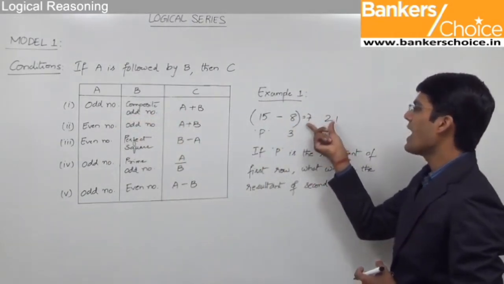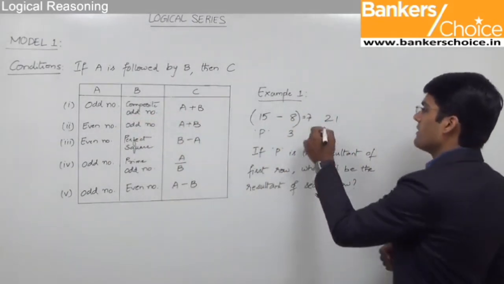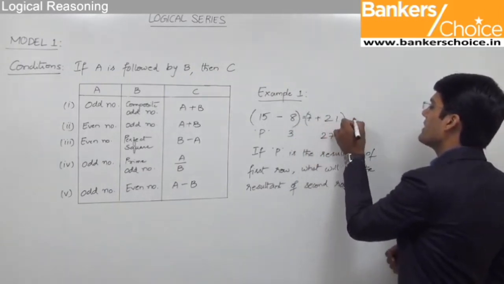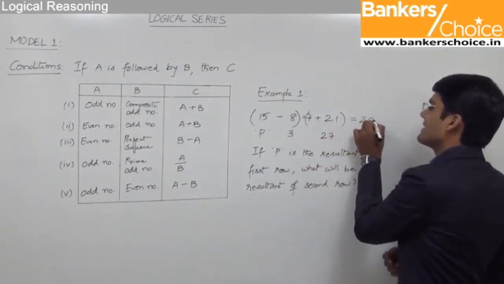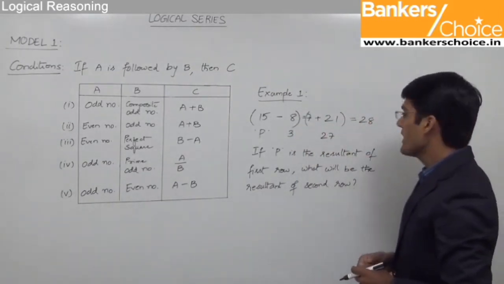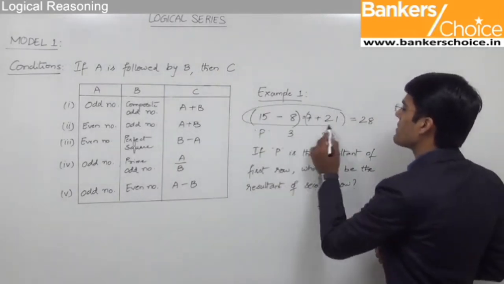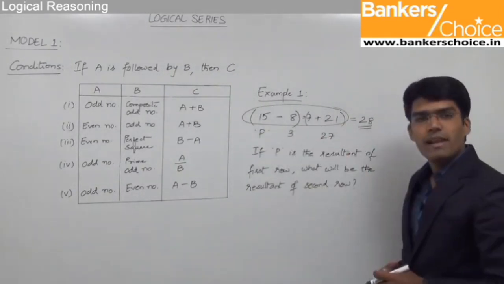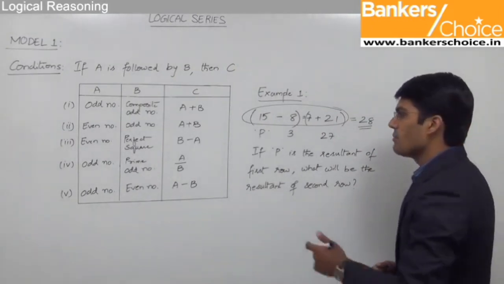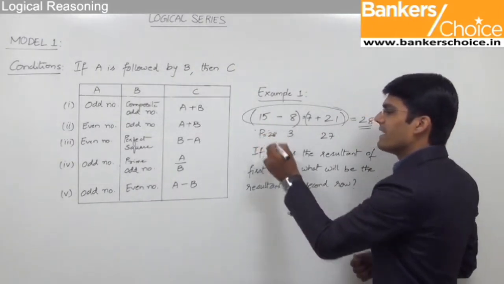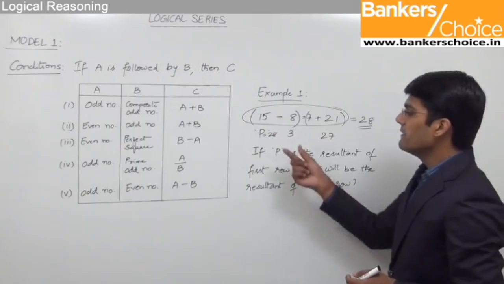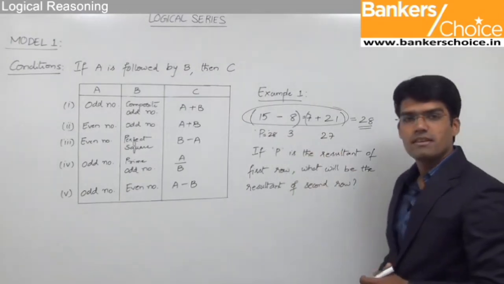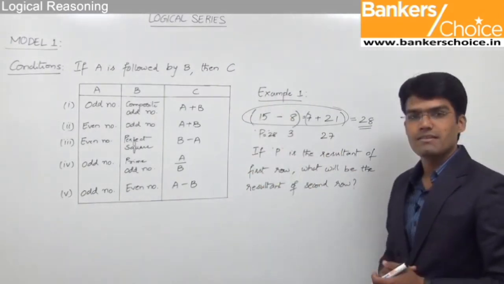So now we need to add 7 and 21. When you add 7 and 21, the resultant would be 28. So we can say that the overall resultant of the first row is equal to 28, and that is nothing but the value of P. So P can now be taken as 28. And accordingly, we are now supposed to find out the resultant of the second row based on the given conditions.